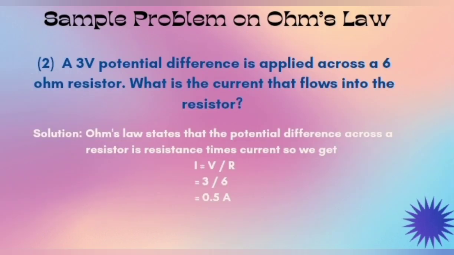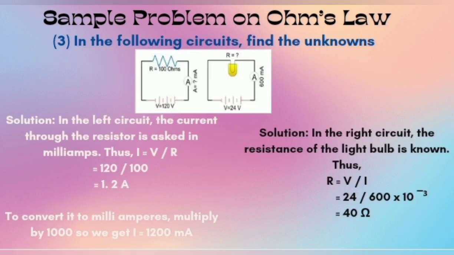Let's go ahead with sample 2. A 3 volt potential difference is applied across a 6 ohm resistor. What is the current that flows into the resistor? Solution. Ohm's law states that the potential difference across a resistor is resistance times current, so we get I equals V over R equals 3 over 6. The answer is 0.5 amperes. Last sample. In the following circuits, find the unknowns.